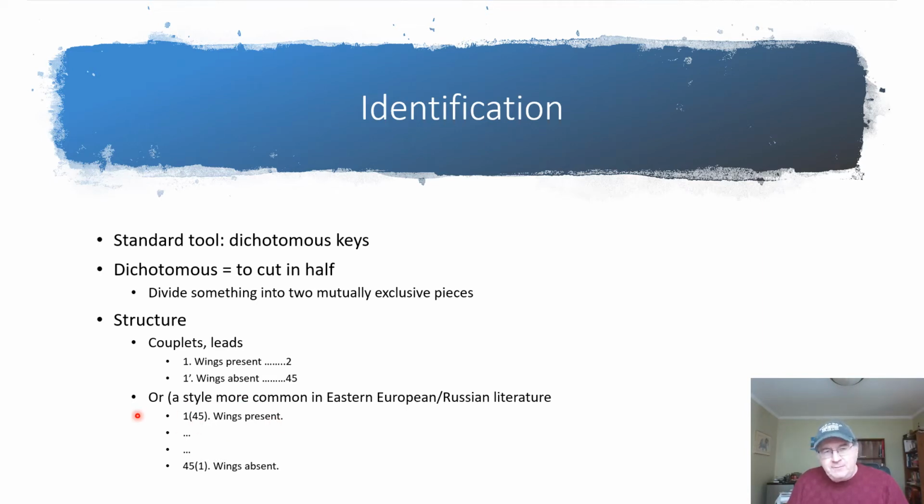You go to 45 and down there to, I don't know if you would really call it a couplet, to lead 45. You see, here's 45. It came from number 1. And here's what the character is, wings absent. All right, I don't have wings. Go to 46 and continue on.